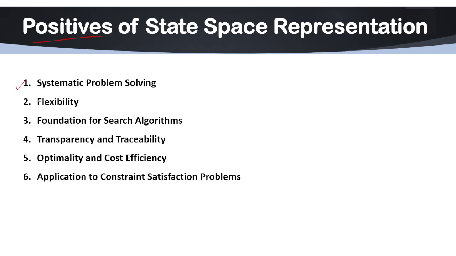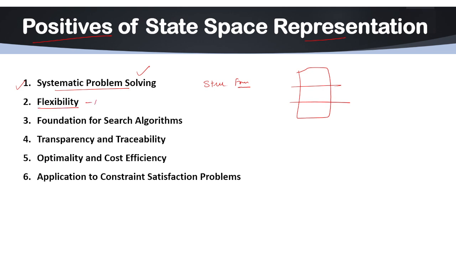The first reason why we use this representation is systematic problem solving. This state space representation provides a structured framework for systematically exploring any possible solutions of a complex problem. It always enables any AI system to break down any complex problem into manageable steps, so that we can easily and systematically solve that complex problem within a few steps.